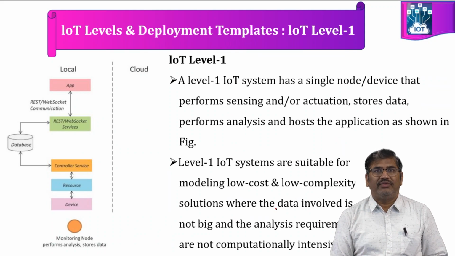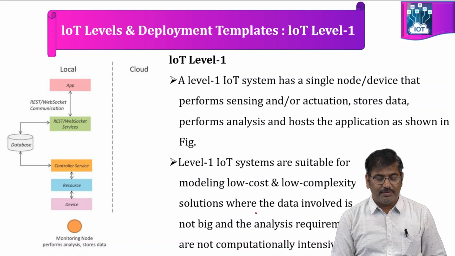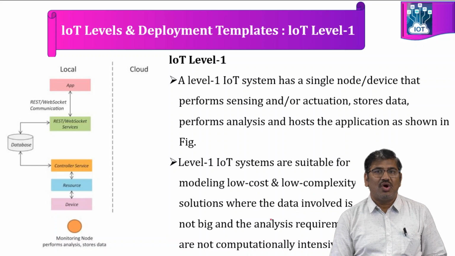Now we will see IoT level 1. A level 1 IoT system has a single node or device that performs sensing and/or actuation, stores data, performs analysis, and hosts the application, as shown in the figure. Level 1 systems are suitable for modeling low-cost and low-complexity solutions where the data involved is not big and the analysis requirements are not computationally intensive.